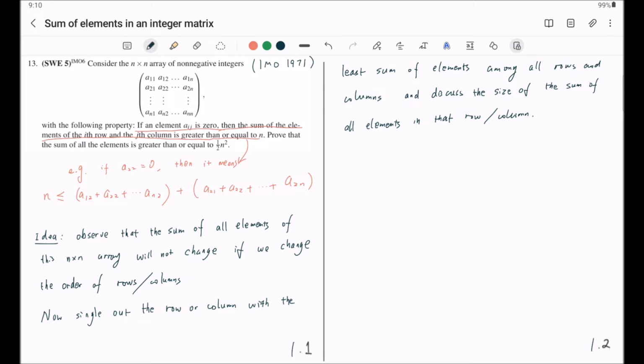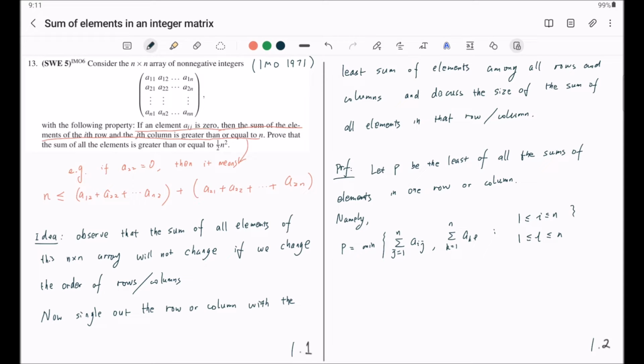Okay, now let's make this more specific. Here's a formal proof. Let P be the least of all the sums of elements in one row or column. Namely, this P is the minimum of this set. This is the sum of all elements in the ith row, and this is the sum of all elements in the jth column. So we consider the minimum of all those 2n rows and columns.